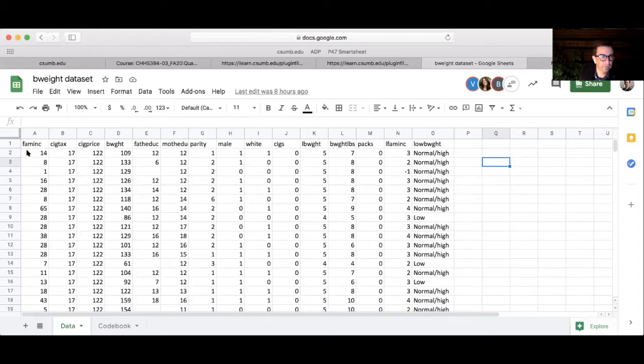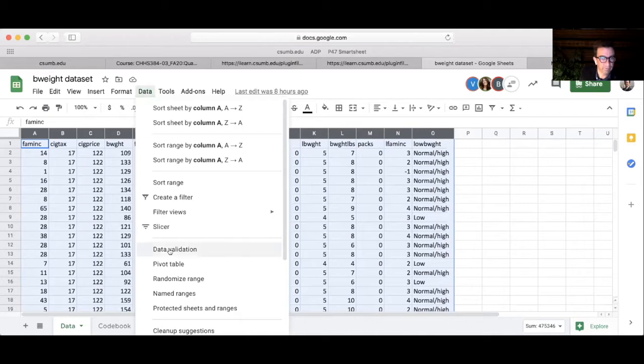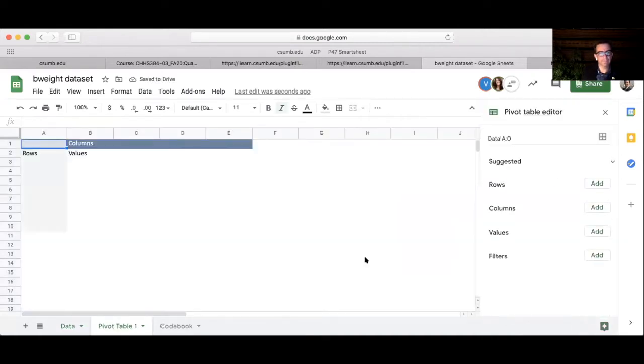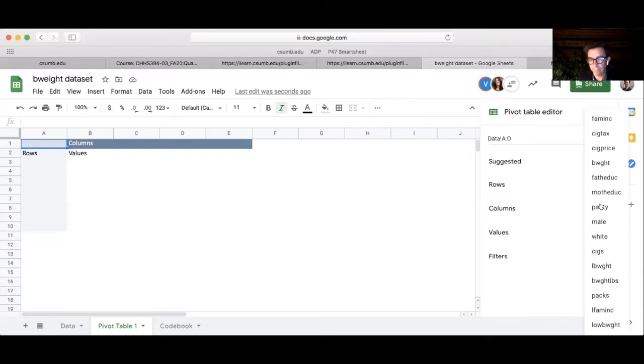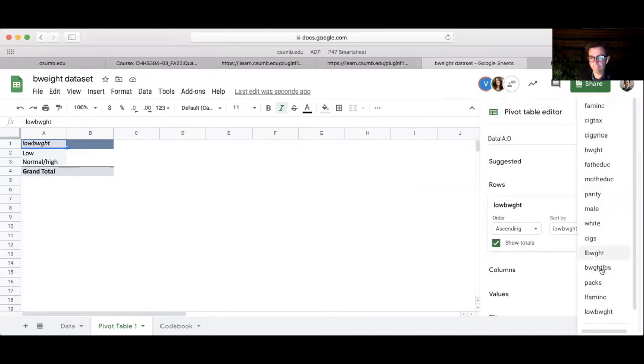Anyway, so I'm going to create this. First thing, I'm going to select the data and create that pivot table and see if there is a difference. So I'm going to go to the pivot table, new sheet, and I'm going to bring to the rows this low birth weight. It's going to be my grouping variable, and then to the values, I'm going to bring this cigarettes smoked per day.